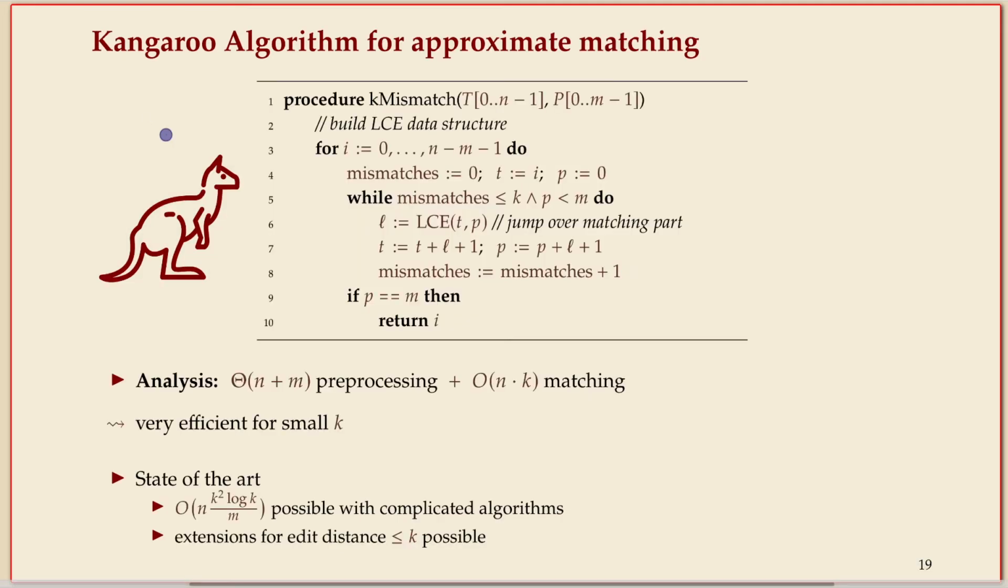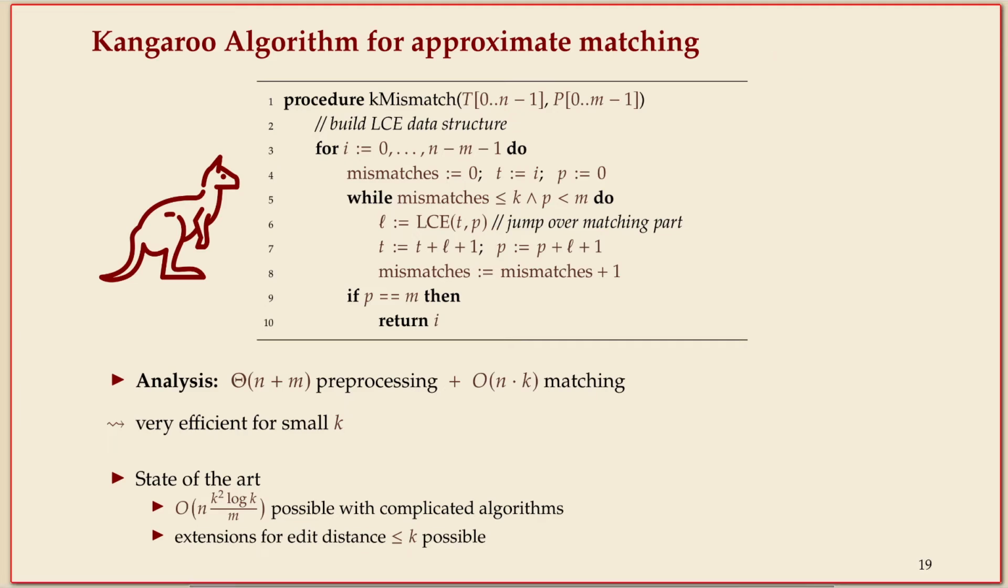The algorithm that exploits the LCE data structure is called the Kangaroo algorithm because of these jumps we always make. And it works like this. We have one loop over the positions in the text, similar to the brute force string matching algorithm. Then we have a variable that counts how many mismatches we have seen so far. And we have a position in the text and in the pattern. But now instead of doing single comparisons, we first jump over all the equal characters between the current position in the text and the pattern.